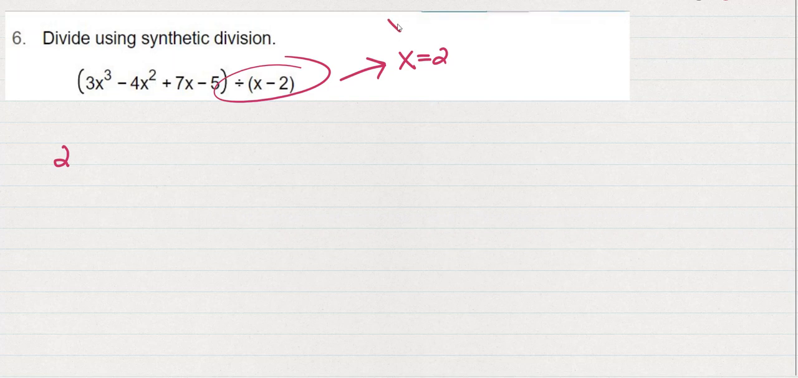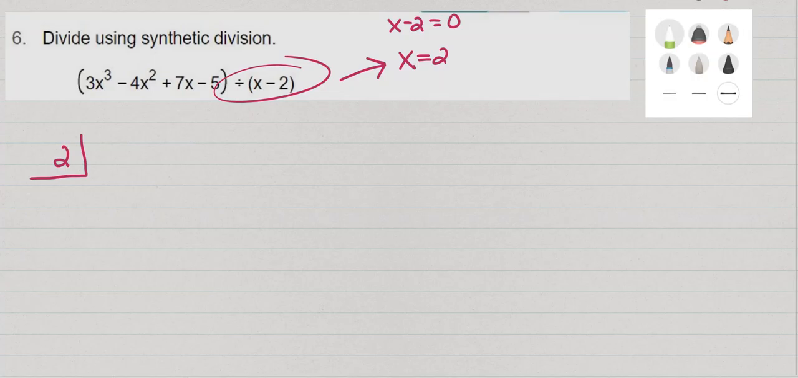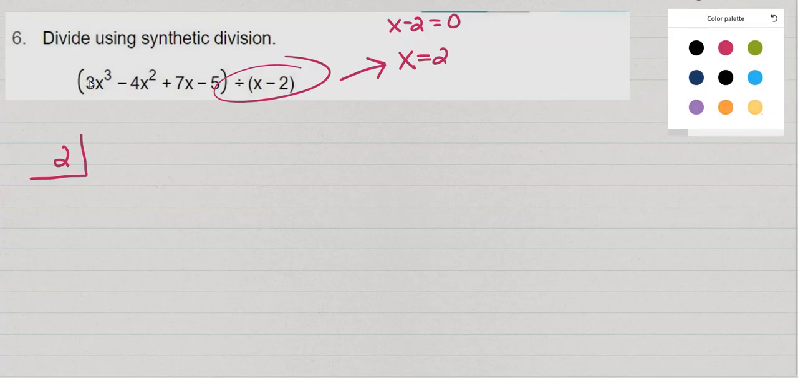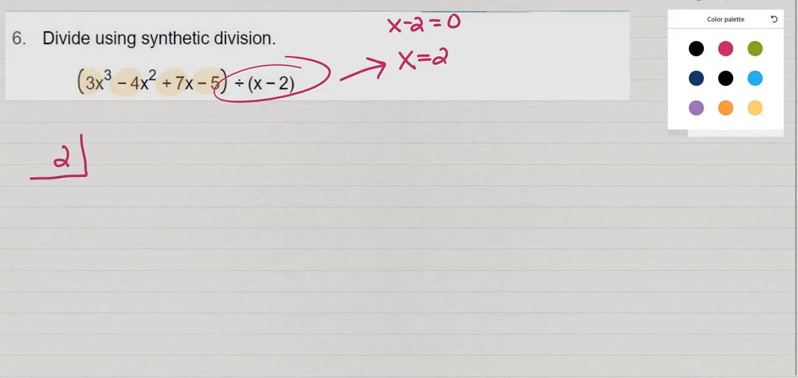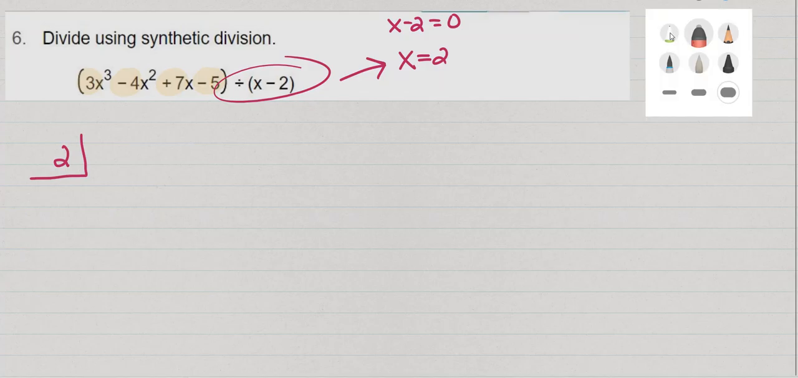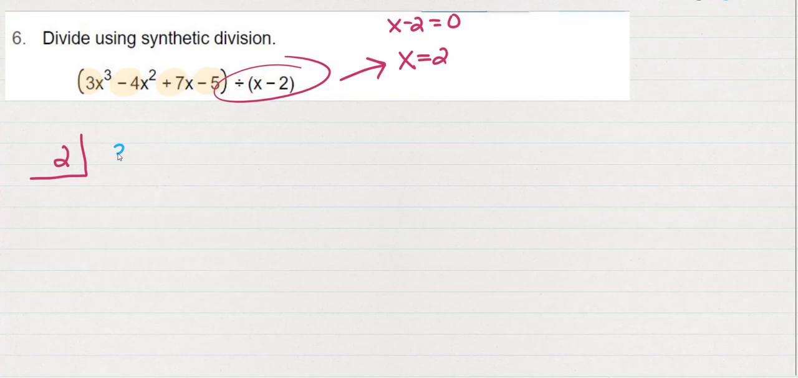If I set this x minus 2 equal to 0, x would equal 2. So the number I'm going to put in the bracket is the 2. And then I'm going to take these coefficients out: 3, negative 4, positive 7, negative 5.